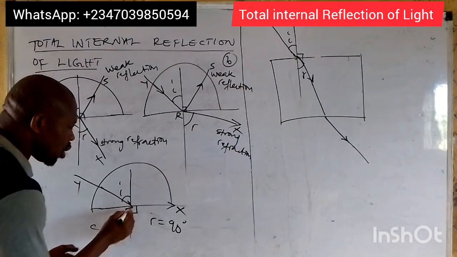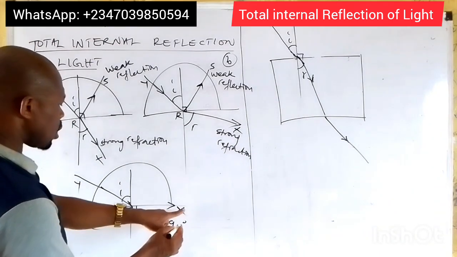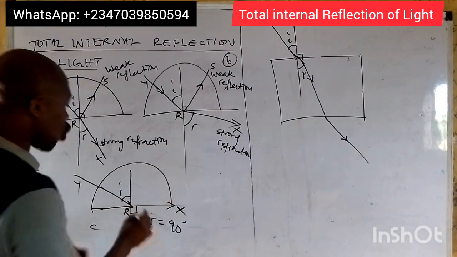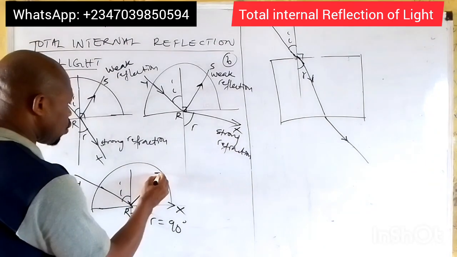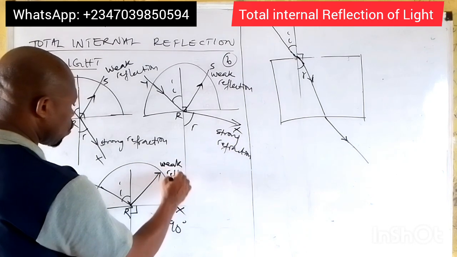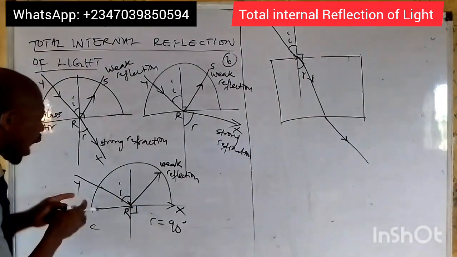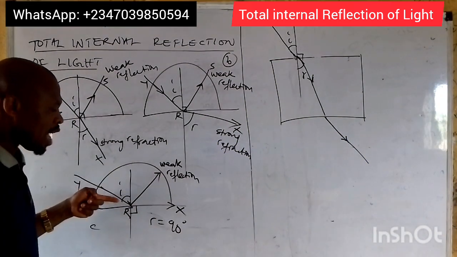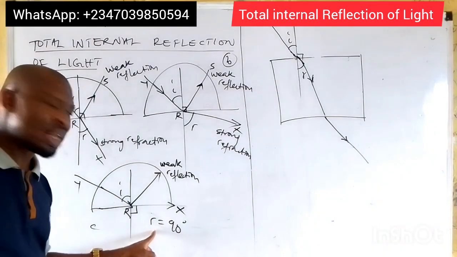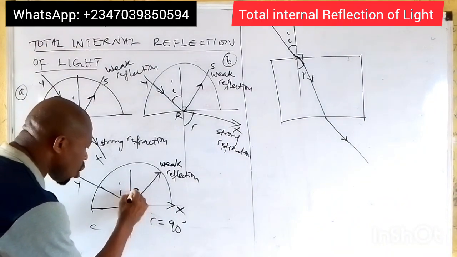Now, when r is 90 degrees, at this point the reflected ray will still be a weak reflection. Weak reflection will occur. Now, at that particular angle of incidence where the angle of refraction is 90 degrees, will now give us what we call the critical angle.